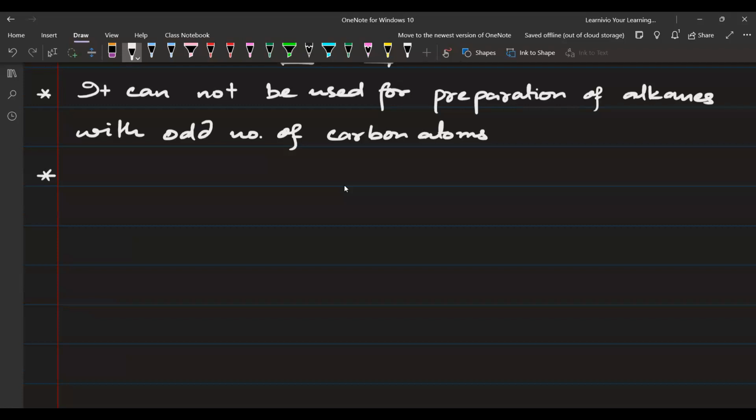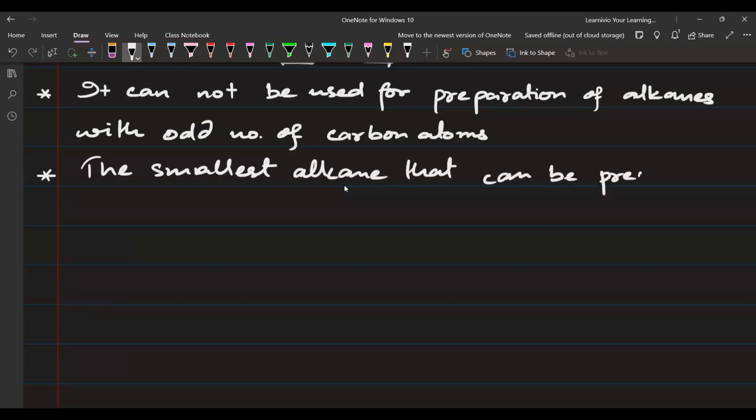Yes, sir. Another thing, the smallest alkane that can be prepared is ethane. The smallest alkane that can be prepared is ethane because the smallest haloalkane that we can use is of one carbon, and if you double one carbon, ethane is formed. Does it make sense? Yes or no? Yes, sir.